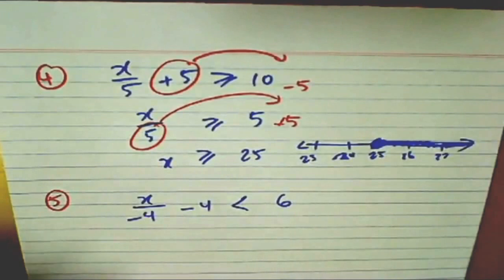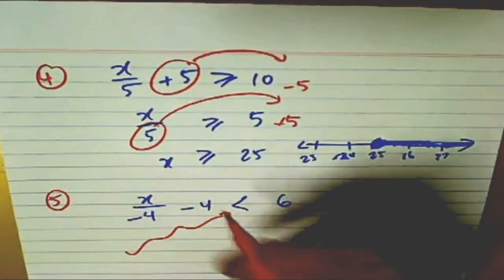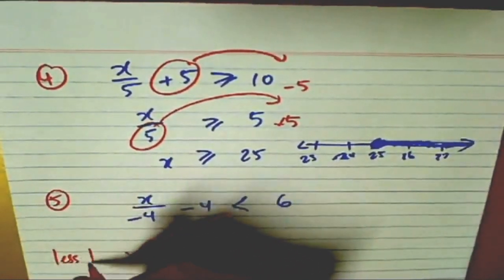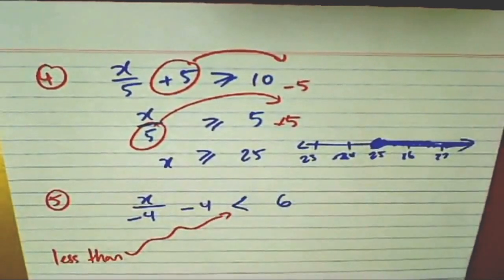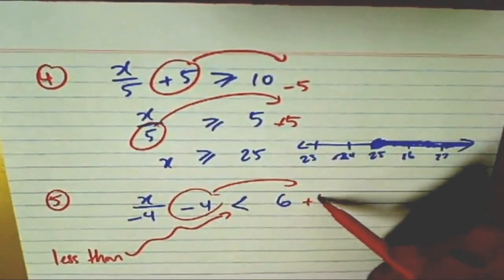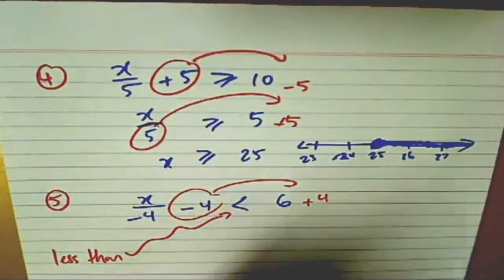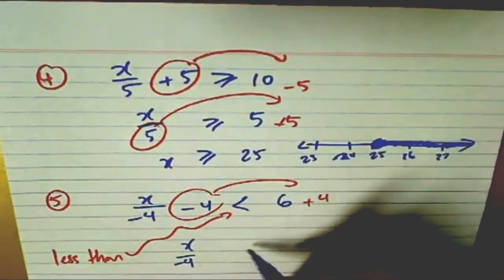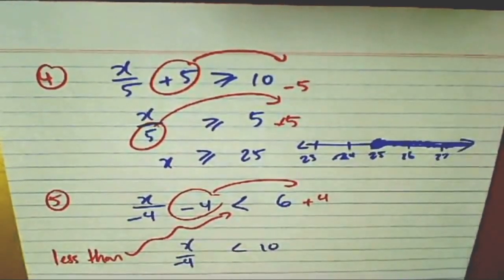Okay, so what's that symbol? The symbol is less than. Alright, but it's going to swap. It's going to change. We realize that when we do the working out. Okay, first thing. What do I move over? So the subtraction of 4 goes over, turns into a plus 4. Gives me 10.